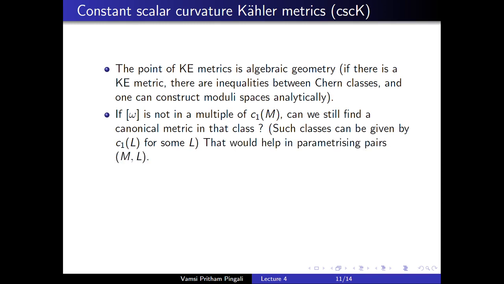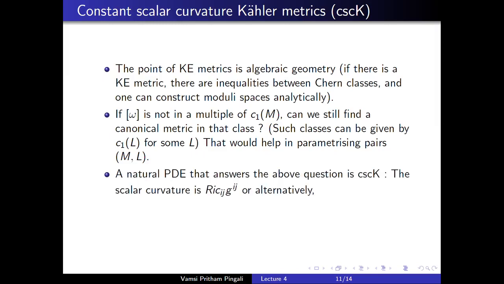So why would you care about that question? Once again, moduli spaces. If you take positive line bundles L on complex manifolds M, and this question can be answered, so that you can find a standard unique metric in C1 of L, that means the set of all such pairs is parametrized by the set of all such metrics. So that can help.